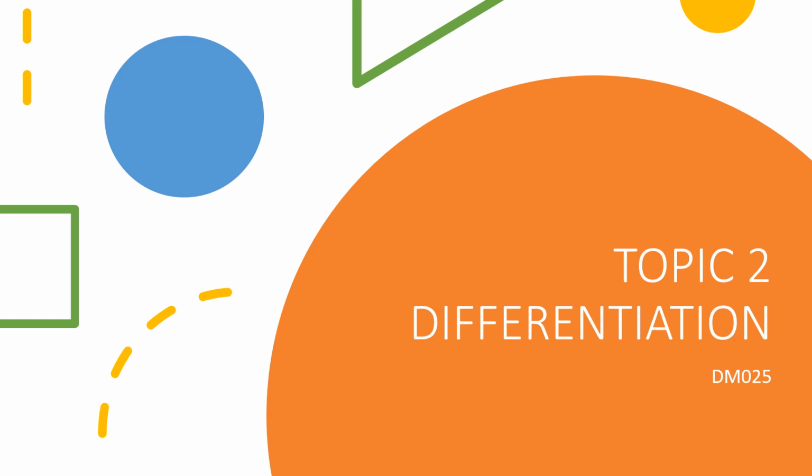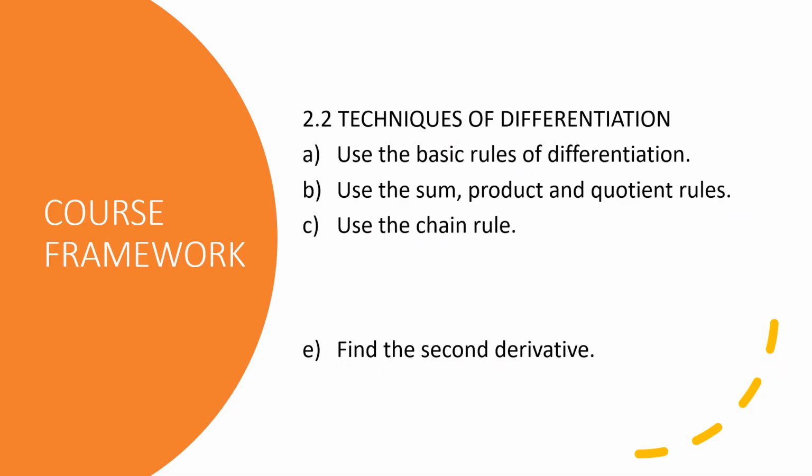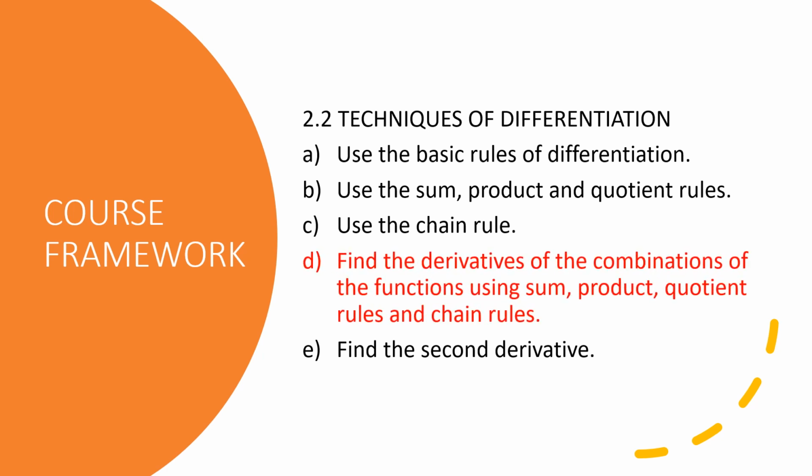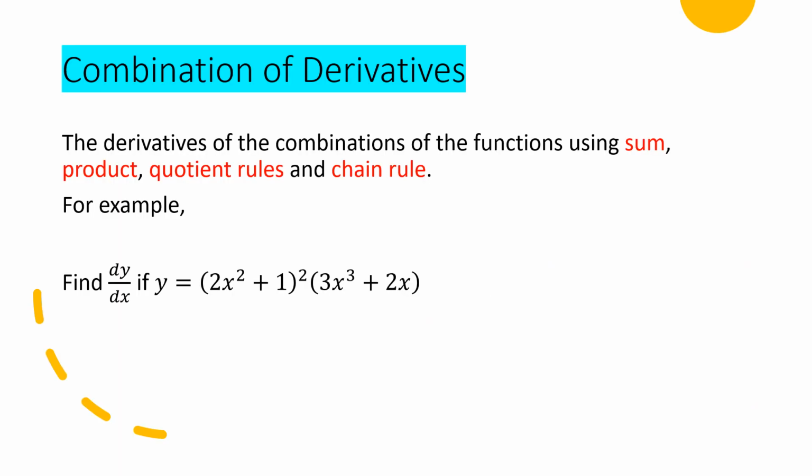Hi, we continue again. At the end of this video, you should be able to find the derivative of the combination of the functions using sum, product, quotient rule, and chain rule. Combination of derivative: the derivative of the combination of the functions using sum, product, quotient rules, and chain rule.